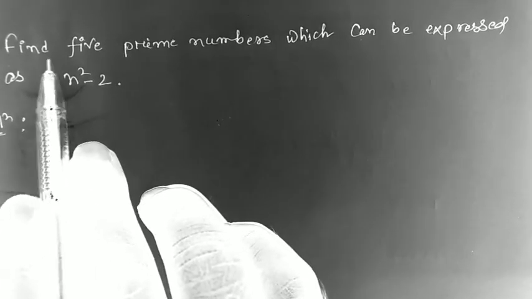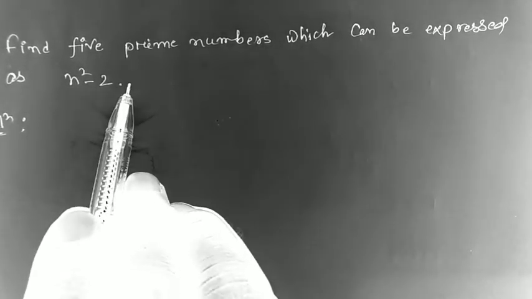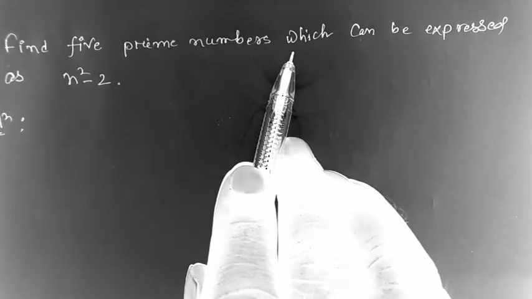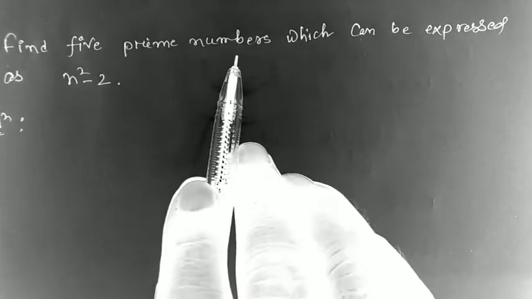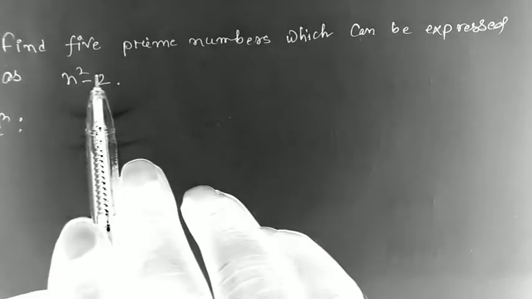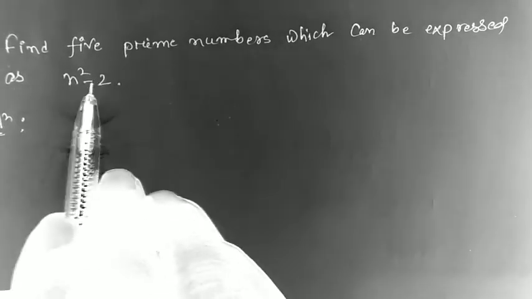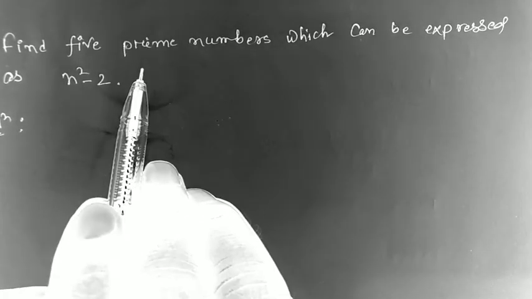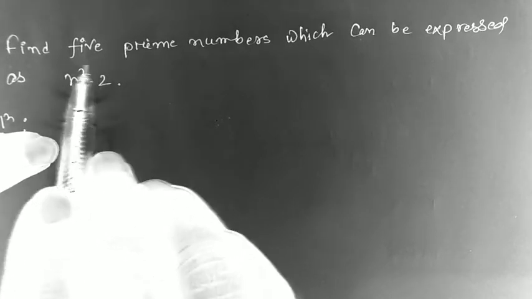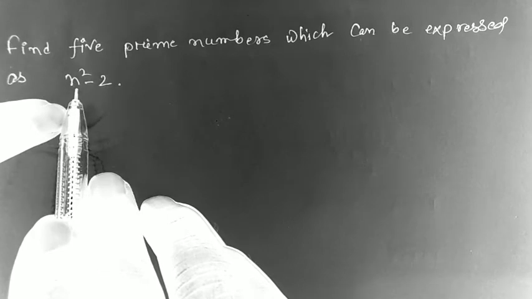Question number 3. Find 5 prime numbers which can be expressed as n square minus 2. The question may be quite different in your book, as I don't have a book with me, so I have written the question from the Assamese medium book. Find 5 prime numbers which can be expressed as n square minus 2. That means we have to find such 5 prime numbers which can be expressed in this way, n square minus 2, where n should be a prime number.